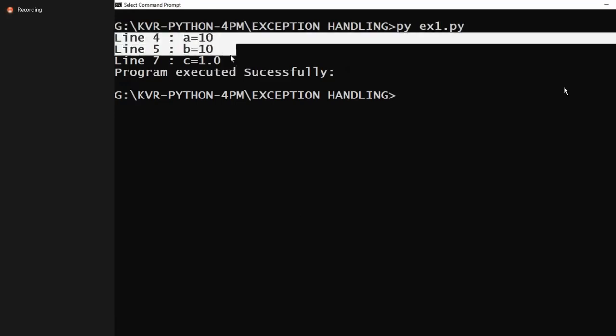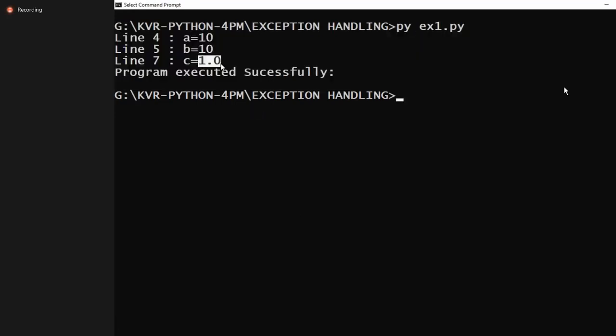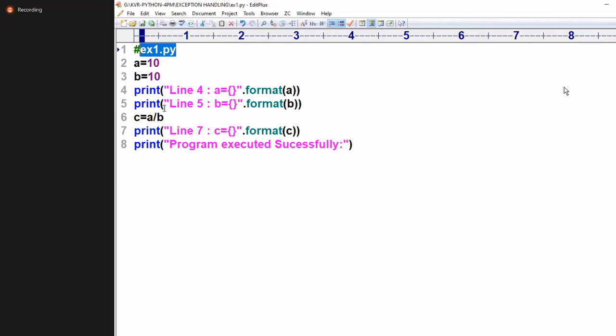Now all of a sudden I am writing 0. Line number 2 no problem, line number 3 no problem, line number 4 and 5 also no problem. When the 6th line comes, PVM cannot execute it. PVM got an invalid input, and invalid input is nothing but an exception. When the exception occurs, PVM terminates the program execution and comes out of the program flow.